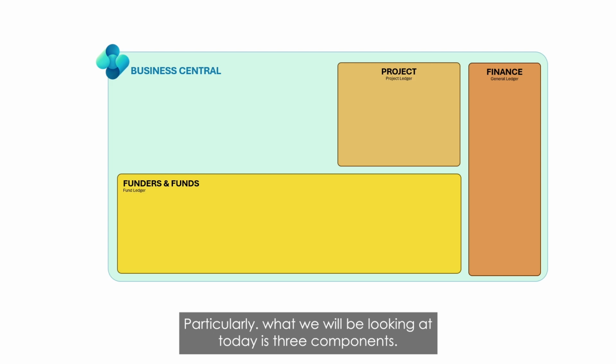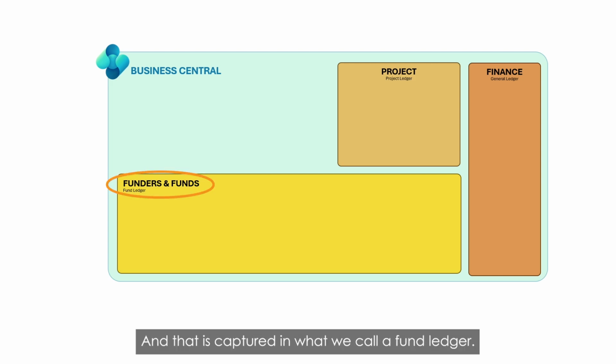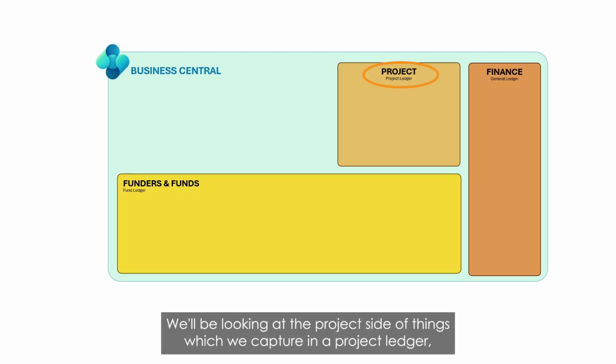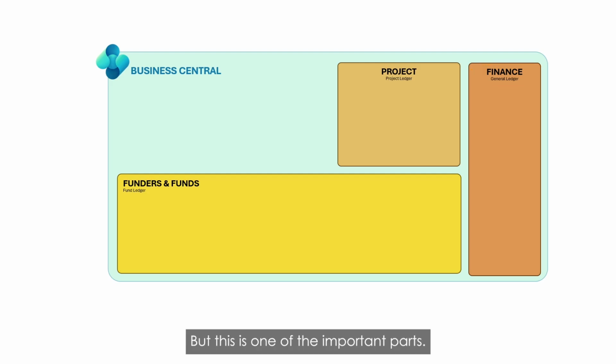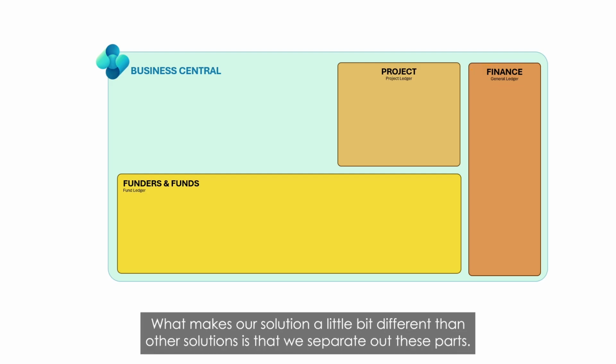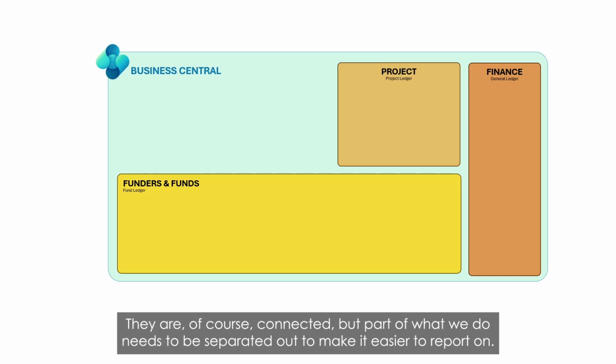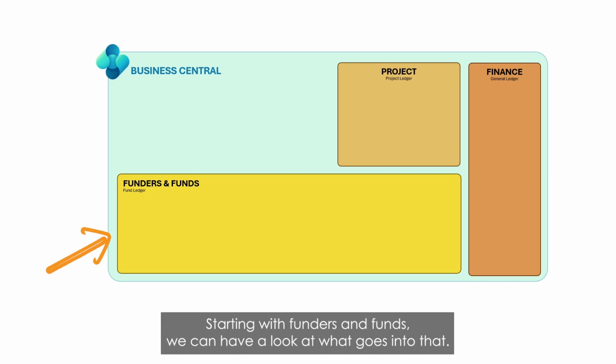Particularly what we will be looking at today is three components. It is the funders and funds, and that is captured in what we call a fund ledger. We'll be looking at the project side of things, which we capture in a project ledger, and we will touch upon the finance side of it, which we capture in the general ledger. But this is one of the important parts, and what makes our solution a little bit different than other solutions is that we separate out these parts. They are, of course, connected, but part of what we do needs to be separated out to make it easier to report on.